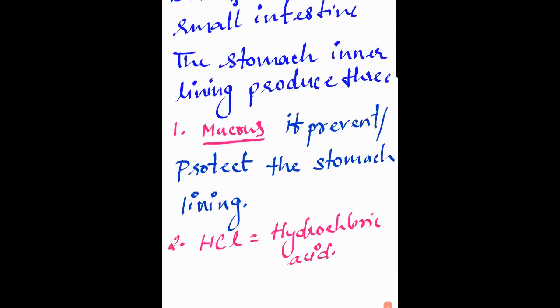Yes, hydrochloric acid can burn our skin. The pH is around 2.3. Okay, it is highly acidic and highly corrosive. And that is why your stomach is not getting burned: because of mucus. Mucus is protecting the inner lining of tissues of the stomach.